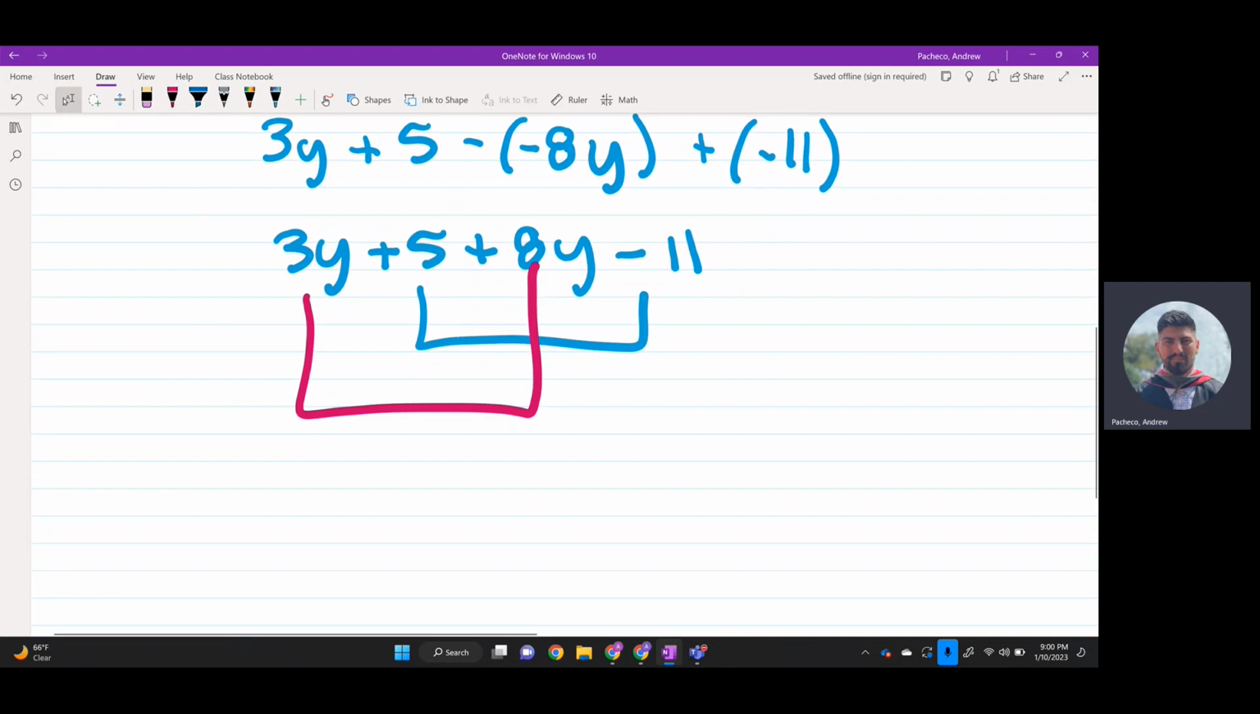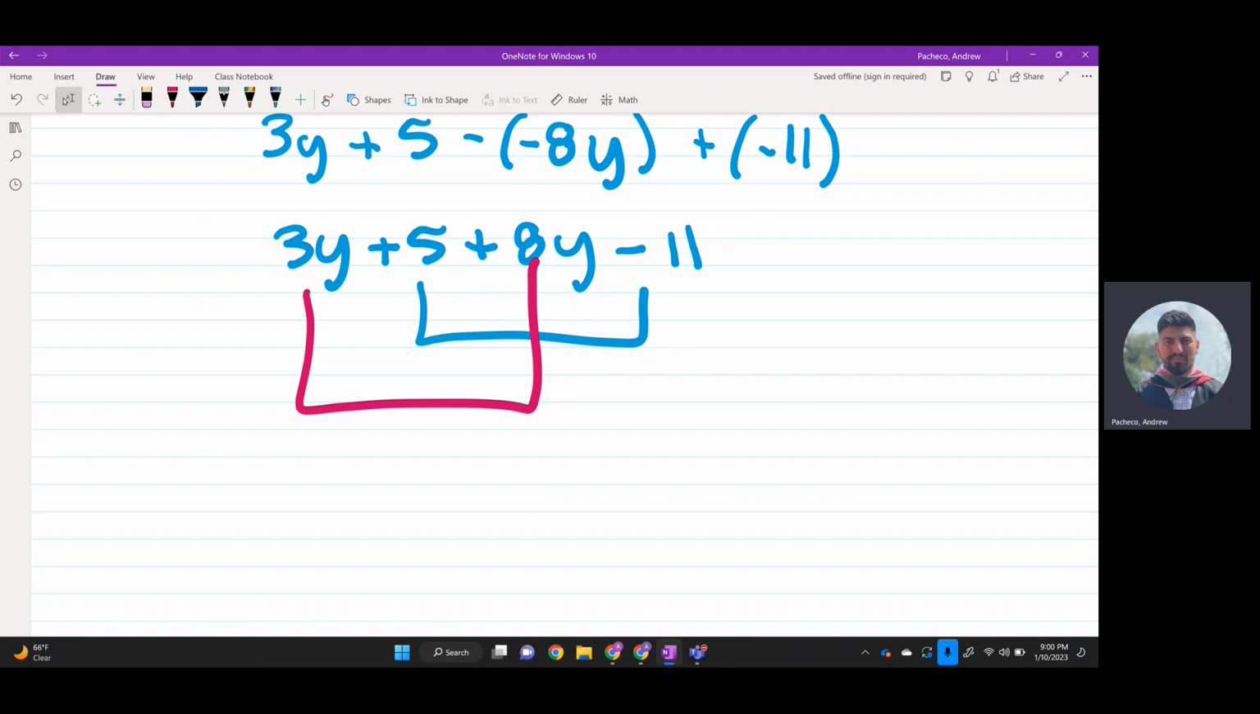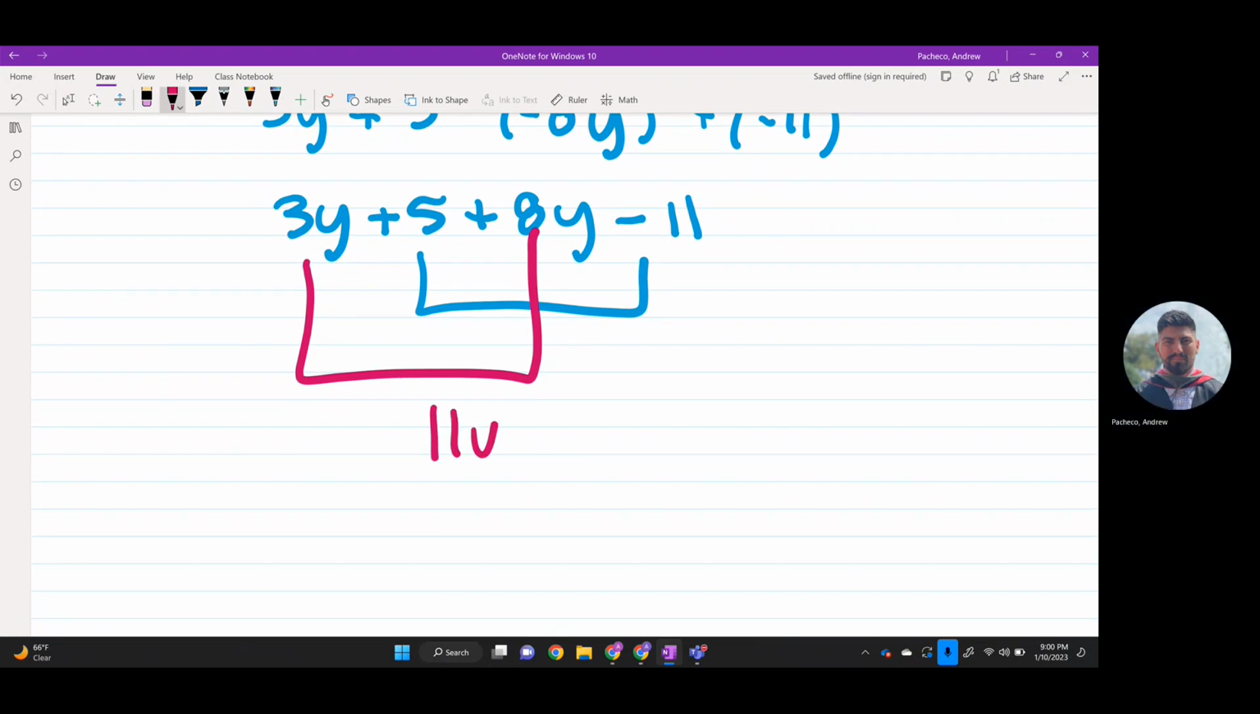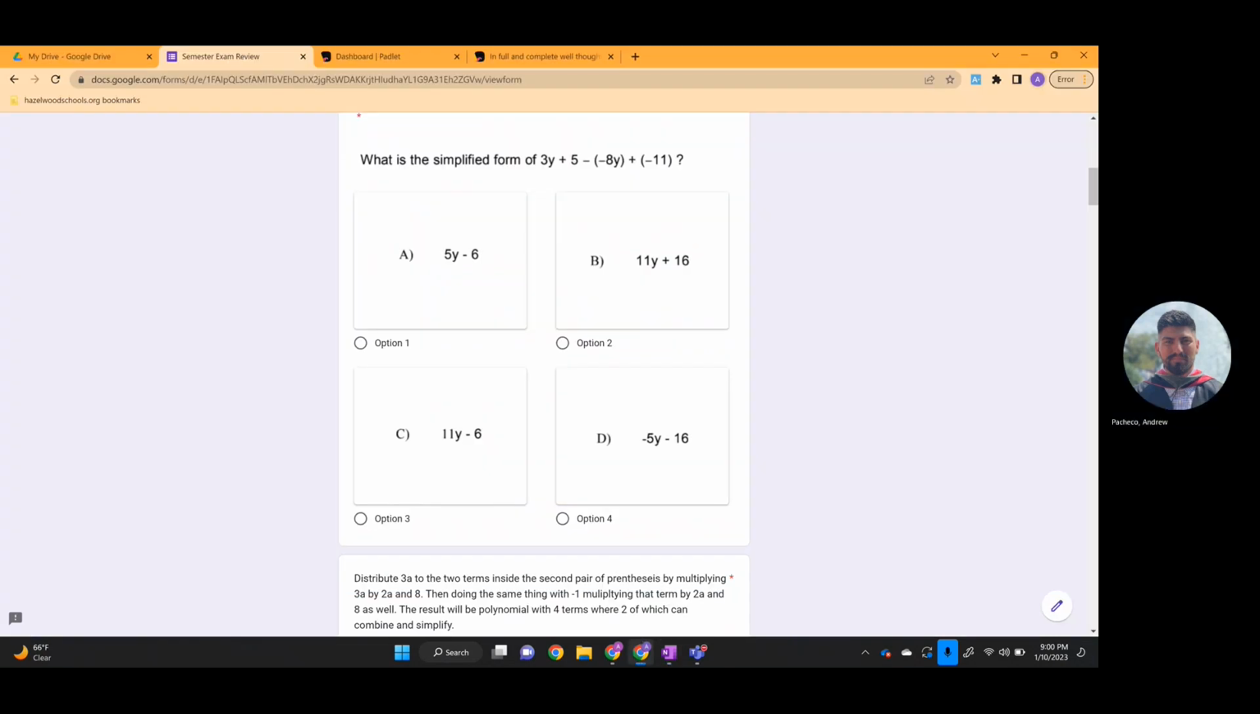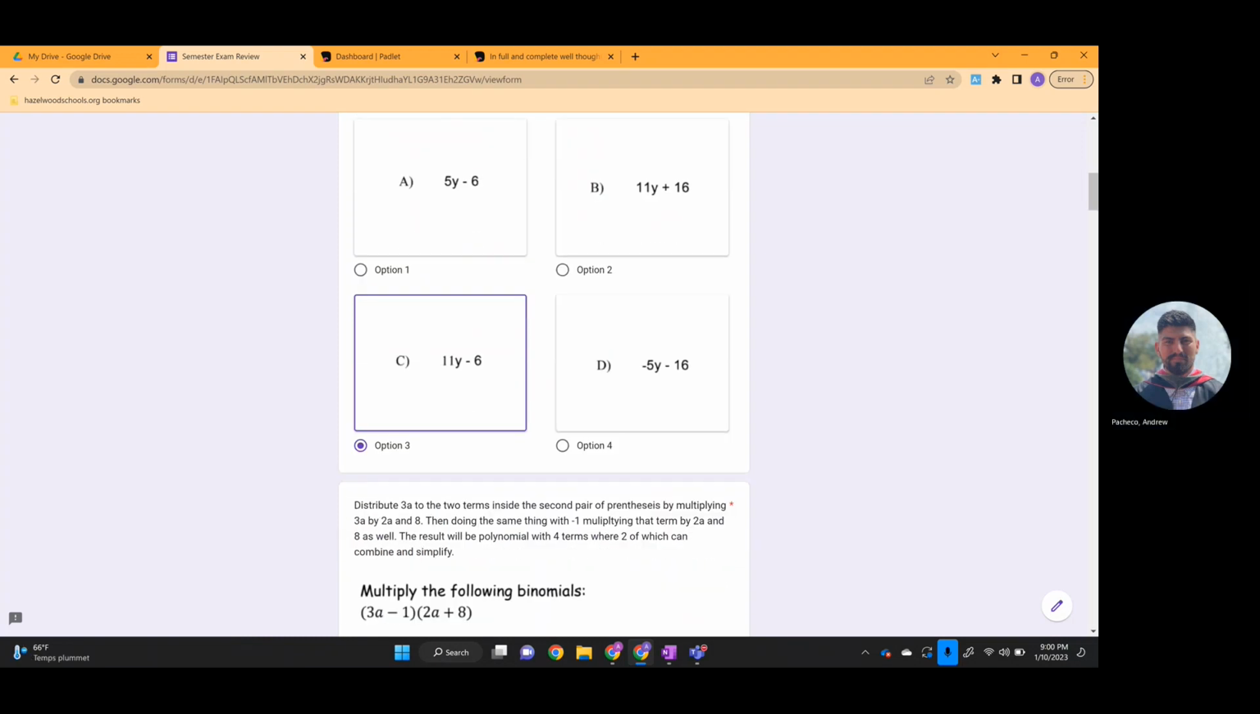So I know that 3y plus 8y is going to be 11y. And then I know 5 minus 11 is going to be negative 6. So 11y minus 6 should be our answer.